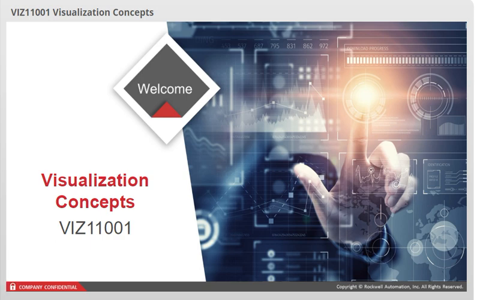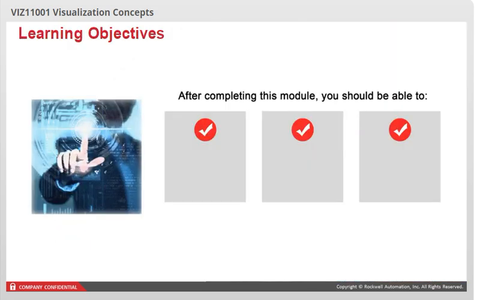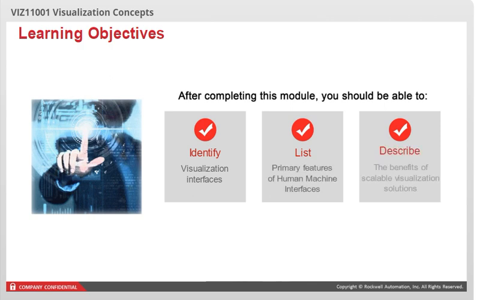This is the Visualization Concepts Learning Module. Upon completing this module, you should be able to identify the types of visualization interfaces used in industrial automation systems, list the primary features found in most human-machine interface solutions, and describe the benefits of scalable visualization solutions in automation.